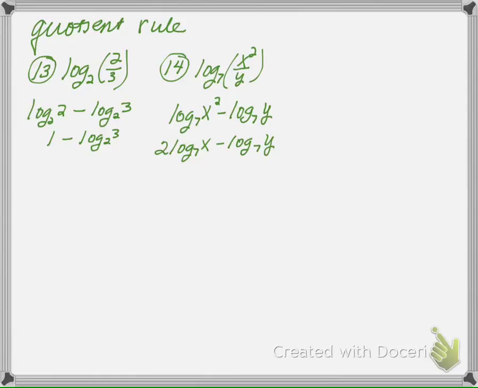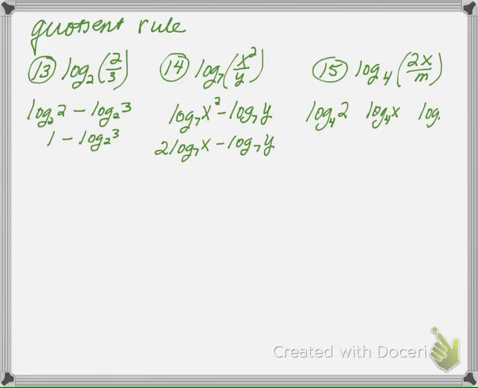And then finally, number 15. What's going on here? We've got 2x over m. We've got 3 separate things, don't we? 2 is being multiplied by x, right? And then divided by m. And so each one gets its own log, right? But what is going to go between the 2 and the x? A plus sign, and then we're going to have a minus sign here to show the division.